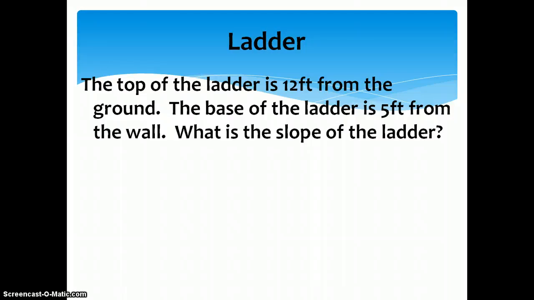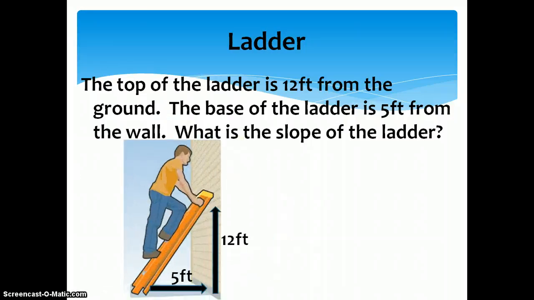Here's another example of slope that you might find in everyday life. When you lean a ladder against a wall, do you think about the slope that it makes in proportion to the wall and the ground? Here, the top of the ladder is 12 feet from the ground, and the base is 5 feet from the wall. What is the slope of the ladder? Rise over run tells us that the slope is 12 over 5.